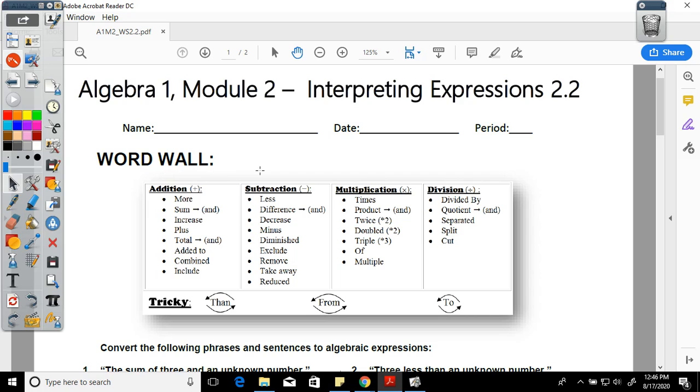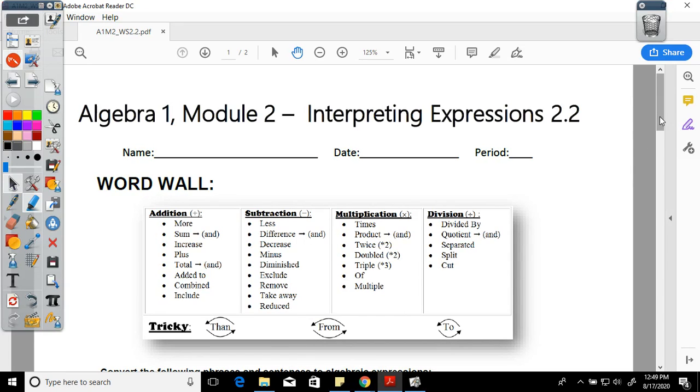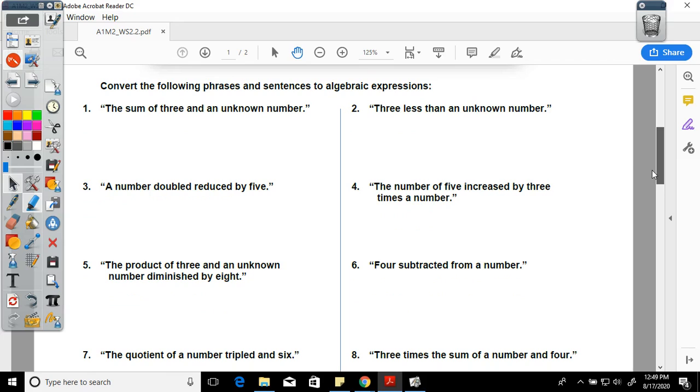Multiplication: times, product, twice, doubled, triple, the word of, multiple. Those mean multiplication. Division: divided by, quotient, separated, split, and cut. Ones that can be tricky are words like than, from, and to. And we'll see some examples of those as we move through the worksheet. Okay, so we're going to scroll down and take a look at a couple of these. We're going to be focused here on the left side, the odd number problems. All right, so let's start with this first one.